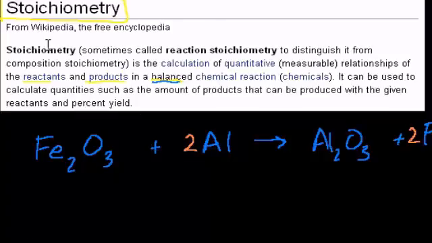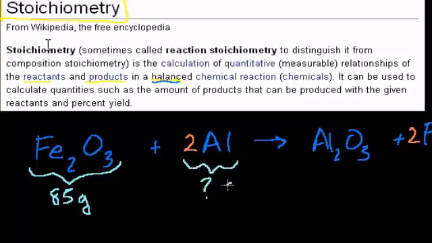Let's say we were given 85 grams of the iron 3 oxide. My question to you is, how many grams of aluminum do we need? Well, you look at the equation, you immediately see the mole ratio. For every mole of iron 3 oxide, for every 1 of that, we need 2 aluminums.